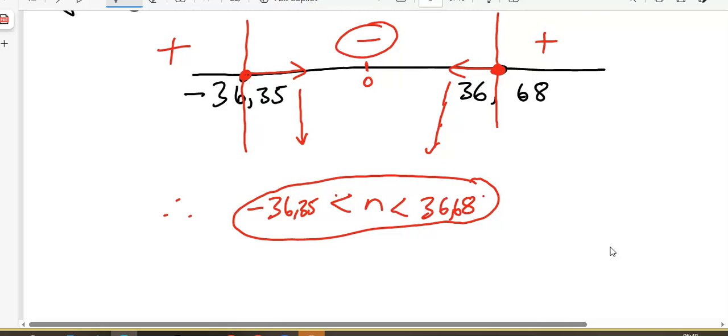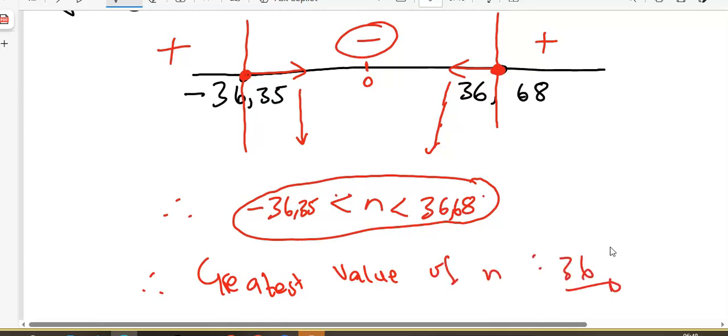But we won't take it with decimal. Remember, n is a whole number. Therefore, we can conclude and say the greatest value of n is 36.